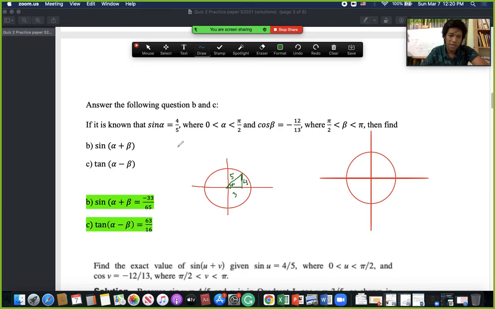So first of all, sine alpha is already given. So cos alpha equals to what? Adjacent by hypotenuse, so it will be 3 by 5. Tan alpha is opposite by adjacent, so it will be 4 by 3. So for the first figure it is done. Now cos beta equals to this, and the angle is between pi by 2 and pi. That means somewhat here.